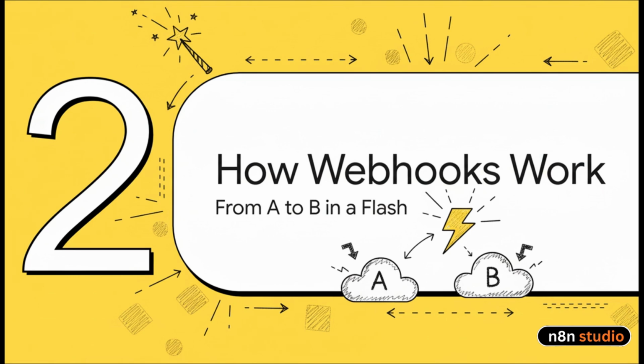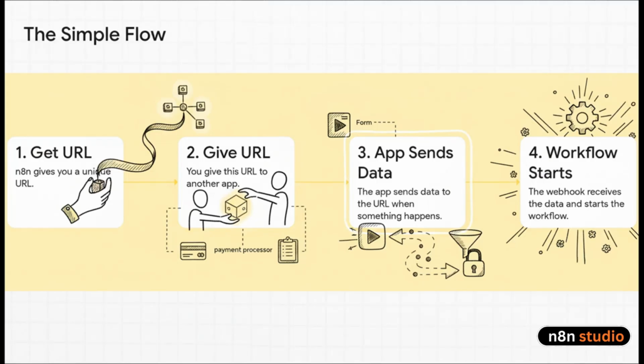Okay, that sounds great in theory, but how does this all actually work under the hood? Let's break down the mechanics. And trust me, it's a surprisingly simple process that gets data from point A to point B in, well, a flash. This lays out the entire flow perfectly. First, your workflow generates that unique URL just for you. Second, you copy that URL and paste it into another application, let's say your online store or a form builder. Third, and this is the magic part, when something happens in that app, like a new sale, it immediately sends all the details right to your URL. And finally, boom, the moment that data hits, your workflow starts. No waiting, no checking, just instant action.